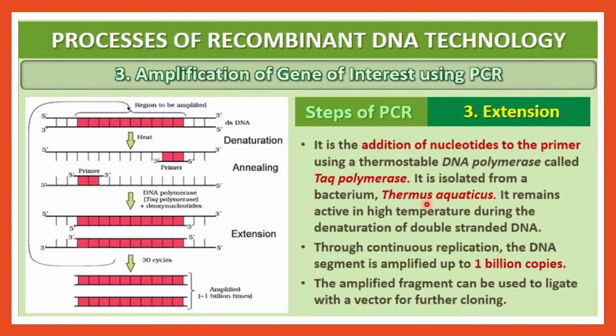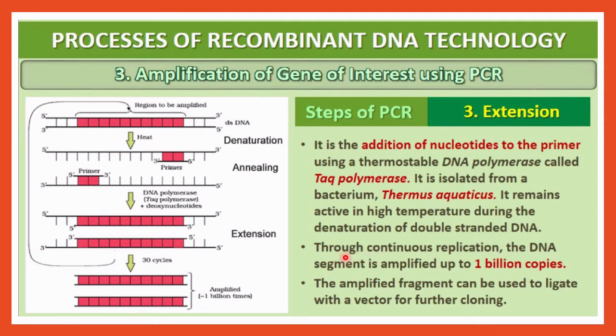Why is this bacteria important for that? It remains active even with high temperature. That's why its polymerase enzyme is very active at this temperature. And that's why we can use this Thermus aquaticus enzyme, that is Taq polymerase enzyme, for the DNA synthesis artificially. So why are you using it? It remains active even with the high temperature during the denaturation of the double-stranded DNA. That's why we are using this.